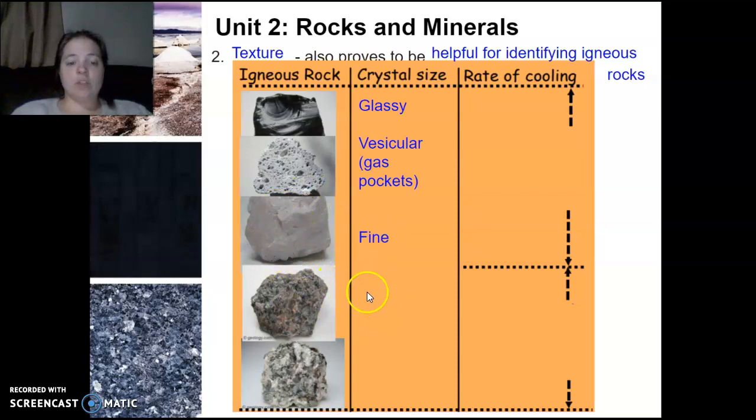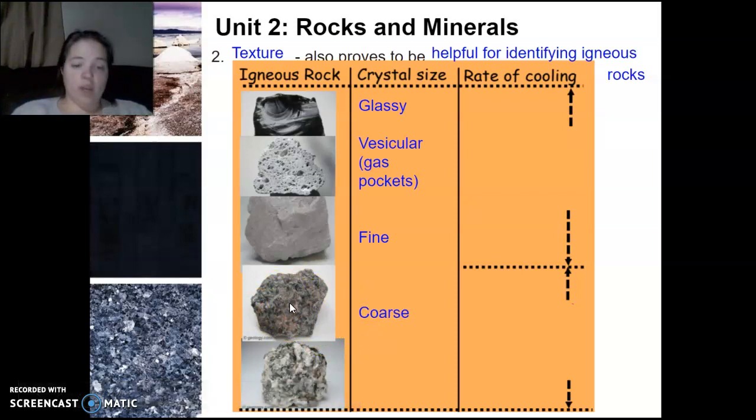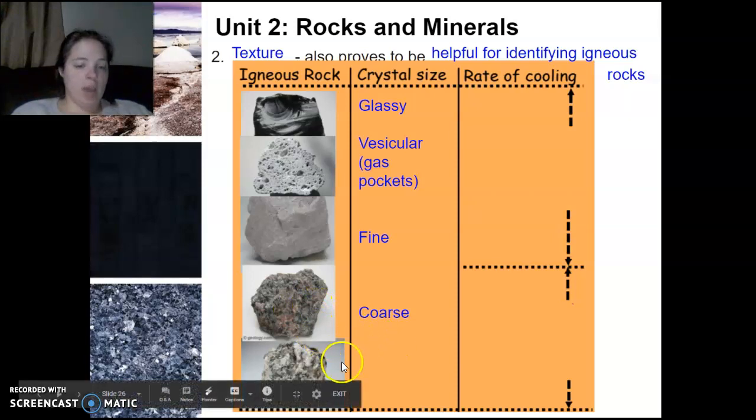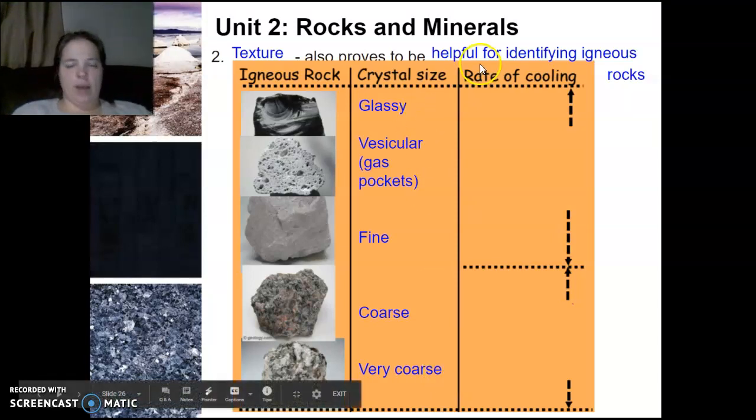And then you're getting down into coarse, which it looks like you have granite. This is granite, a little bit of gabbro, and then on the bottom, pegmatite is very, very, very coarse. I mean, you saw the pegmatite before. That was like super huge crystals and whatnot.